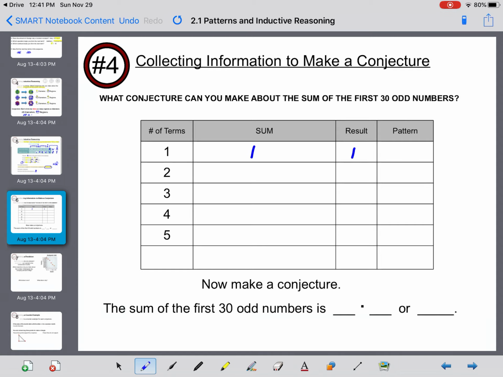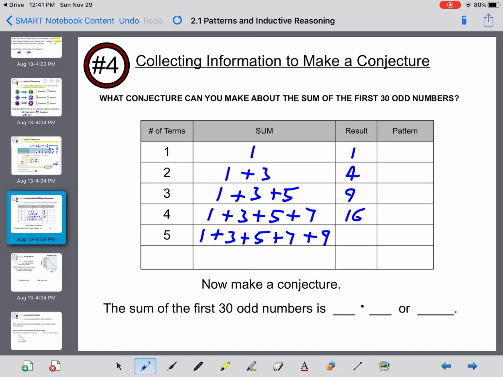The number of terms, if there's 2 odd numbers, that would be 1 plus 3, because 3 is the next odd number. The result is 4. If there were 3, it would be 1 plus 3 plus 5, which makes 9. If there were 4 odd numbers, it would be 1 plus 3 plus 5 plus 7. Well, 1 and 3 makes 4, and 5 and 7 makes 12, which makes a total of 16. Then for 5 terms, 1 plus 3 plus 5 plus 7 plus 9. And we're just adding 9 to 16, which makes 25.